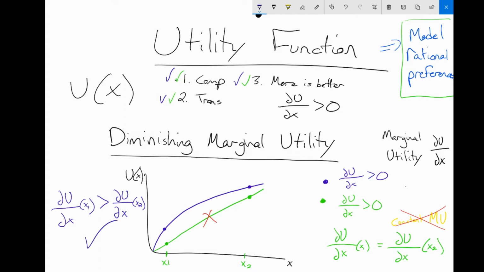This checks out. This exhibits diminishing marginal utility. The marginal utility at x1 is larger than the marginal utility at x2. That means I get more additional utility from the first unit than I get from the second unit. So this purple curve is going to satisfy it. Now, how would I communicate this property in mathematical terms?